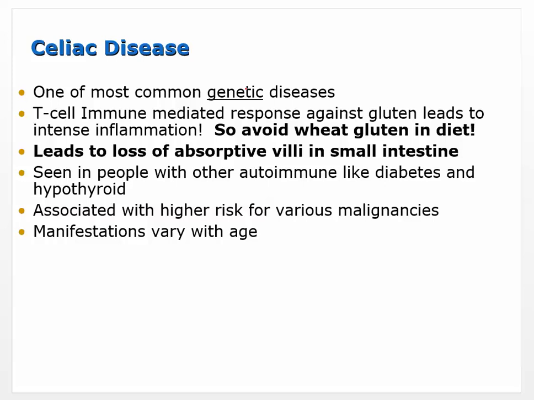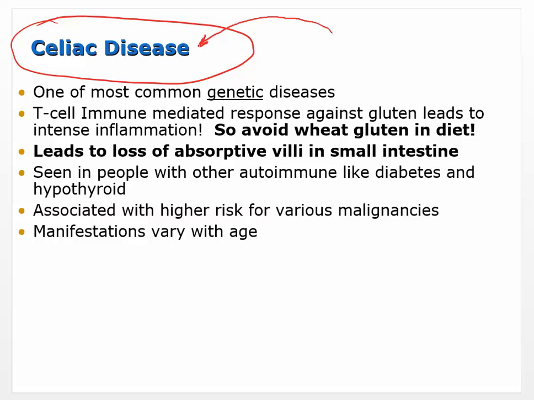Okay, celiac disease. Celiac disease is the last kind of disease we'll talk about before we barely mention neoplasms. Celiac disease is one of the most common genetic diseases. Know this one because of the whole gluten-free wave that happened, but celiac disease is the original.